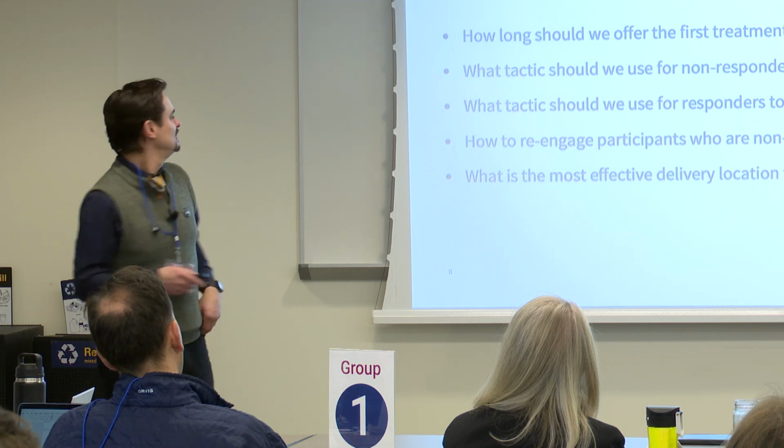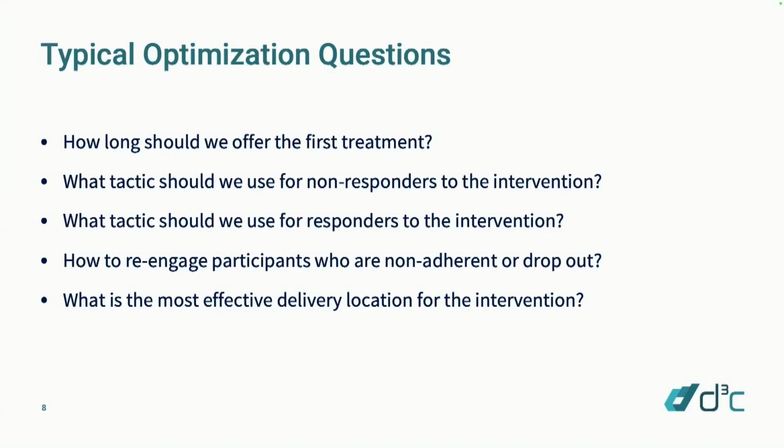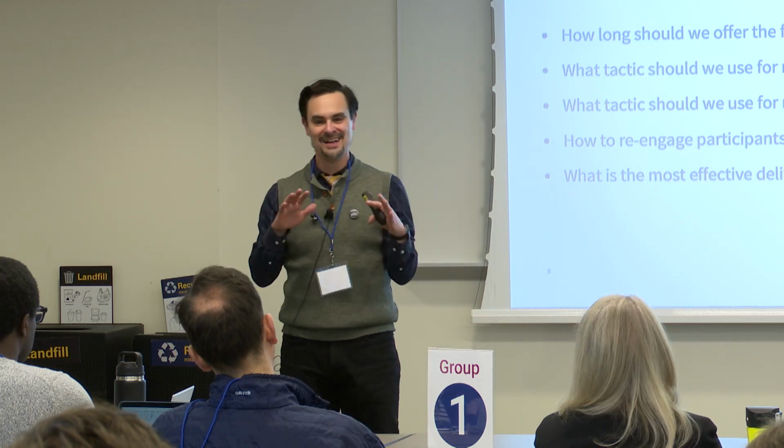Everybody got that? So some of the cool questions, the typical optimization questions, are like, how long should we offer the first treatment? What tactics should we use for non-responders to the first stage treatment? What tactics should we use for responders to the intervention? How do we re-engage participants who are non-adherent or drop out? What is the most effective delivery location for an intervention? So what I want you to realize, y'all, is that whereas in module 1, when Billy was speaking, we were actually incorporating all these things into all the different example adaptive interventions you saw.